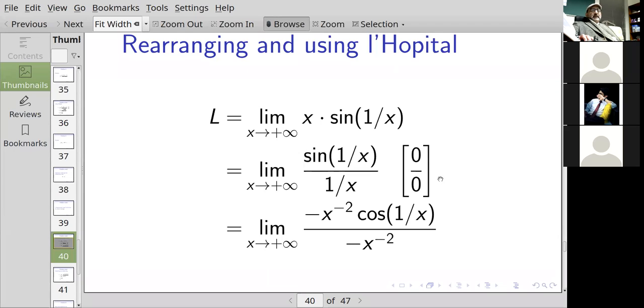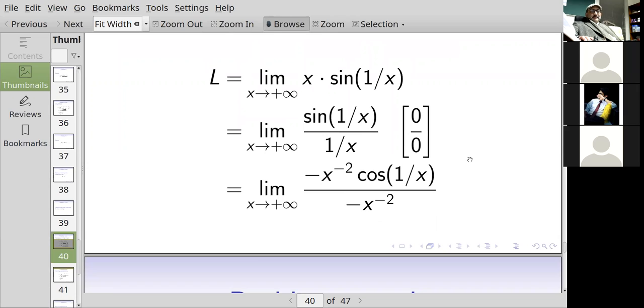Now, if I let x get arbitrarily large, 1 over x is going to 0 and 1 over x is going to 0. So I would get the form 0 over 0. Now that is a form that L'Hopital's can help you with. So now you apply L'Hopital's rule.